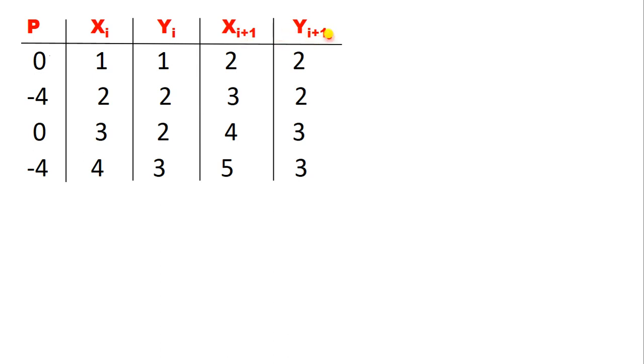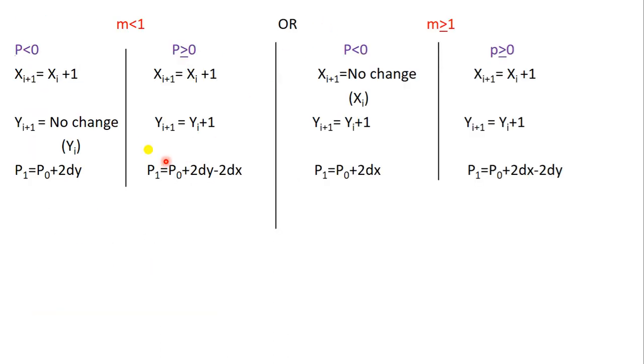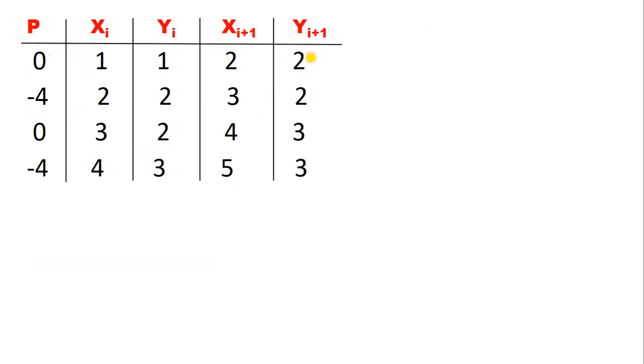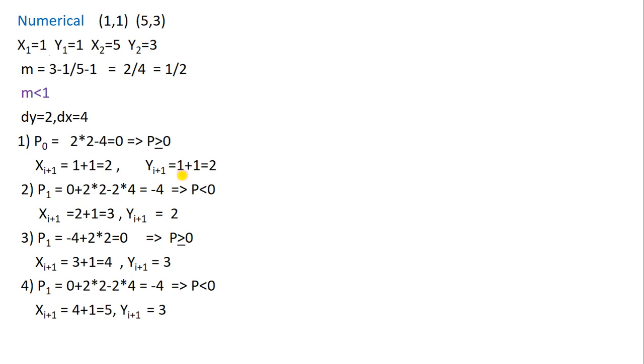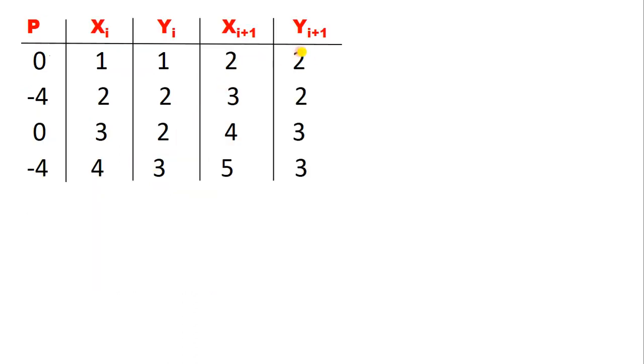Okay, now we have to find out the yi plus 1 value. So what is the yi plus 1 formula? yi plus 1 is equal to the previous yi value, and we should add 1 to it. Whatever the result is, that is the yi plus 1 value. So what is the previous yi value? That is 1, and we add 1. What is the result? 2. That 2 is the yi plus 1 value. That 2 I have put it here.